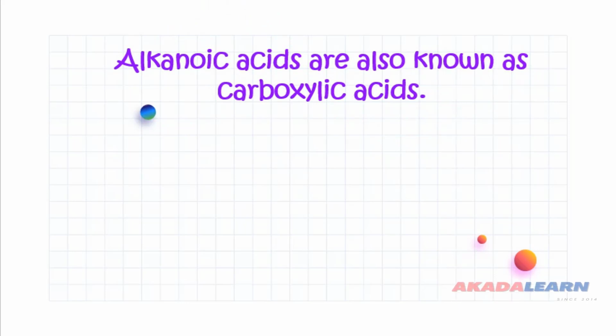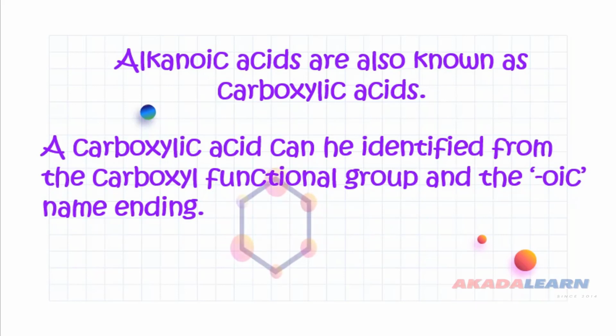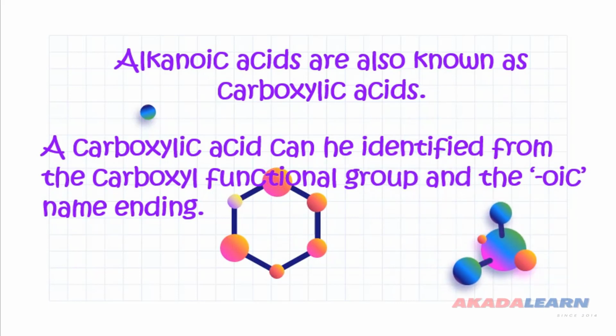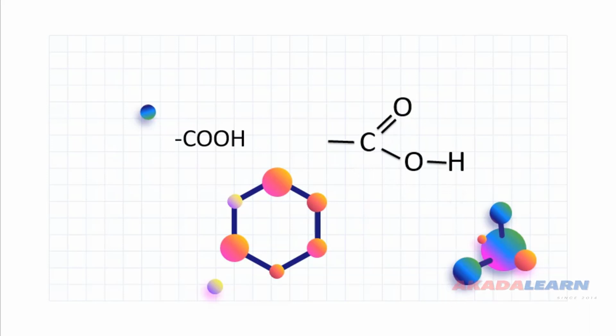So, alkanoic acids are also known as carboxylic acids. A carboxylic acid can be identified from the carboxyl functional group and the oic name ending. Now, a classical example of the functional group is this. That is the COOH, the functional group for carboxylic acids. It is also written in this expanded format.